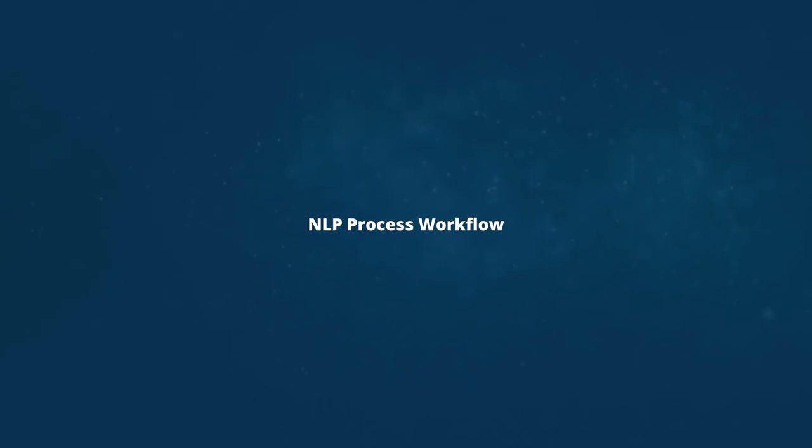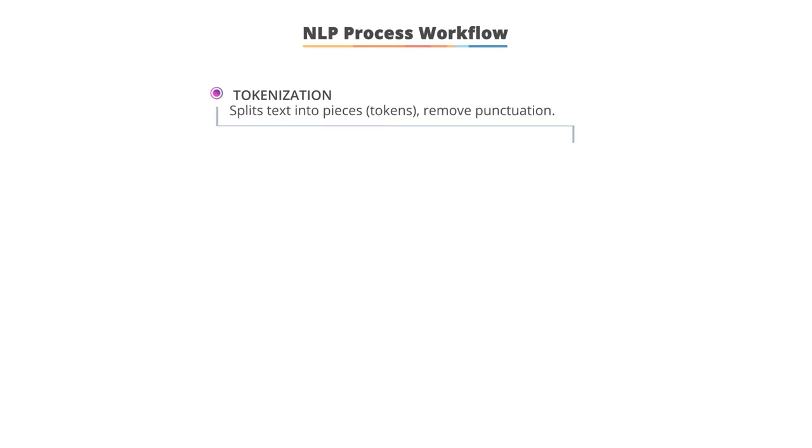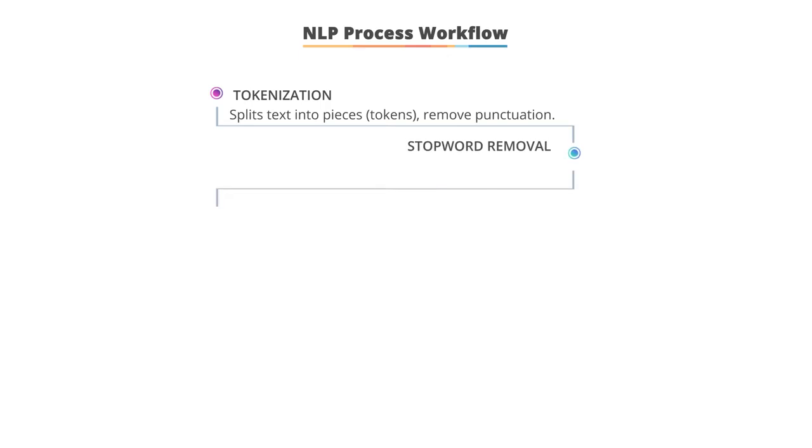NLP process workflow. Now you have an understanding of all NLTK tools. So now let's understand the natural language processing workflow. Step 1, tokenization. It splits text into pieces, tokens, or words and removes punctuation. Step 2, stop word removal. It removes commonly used words such as the, is, are, etc., which are not relevant to the analysis.